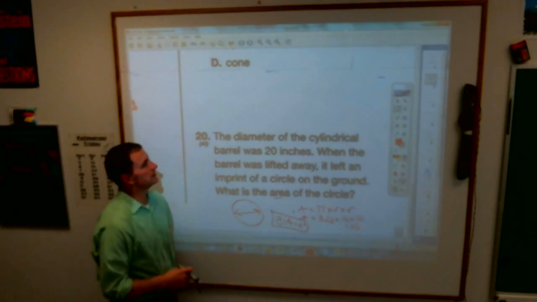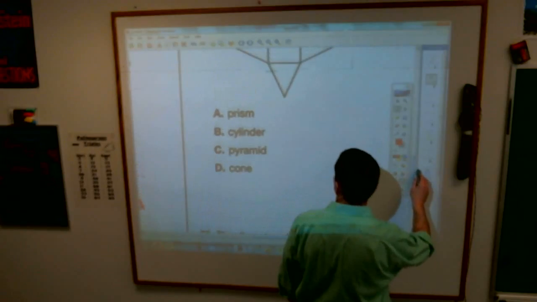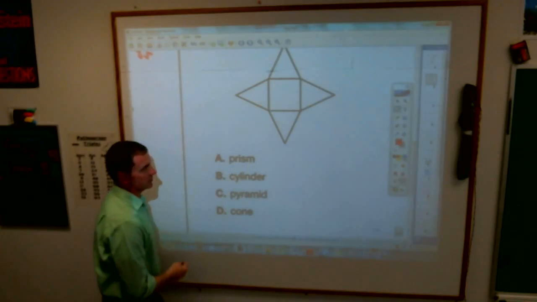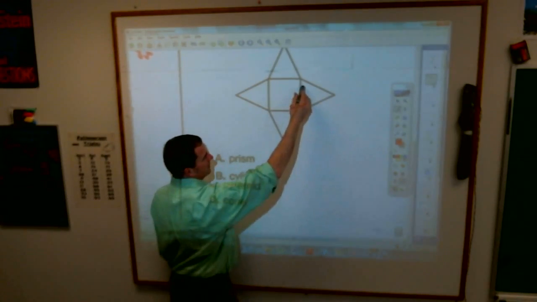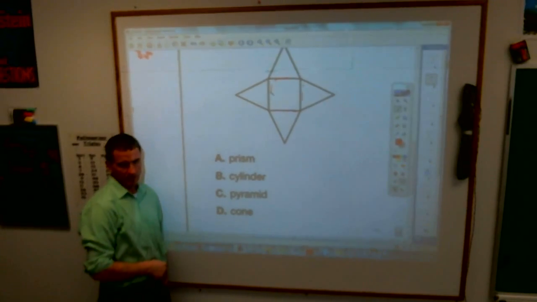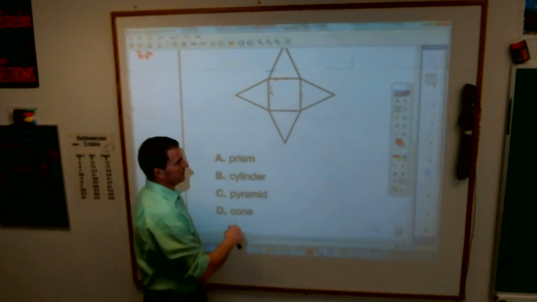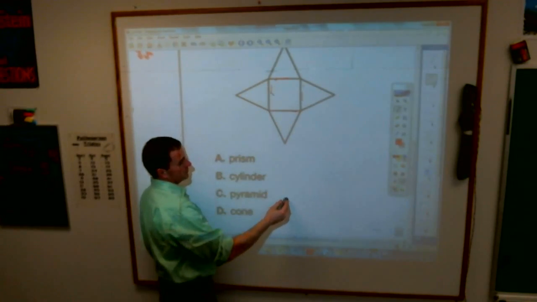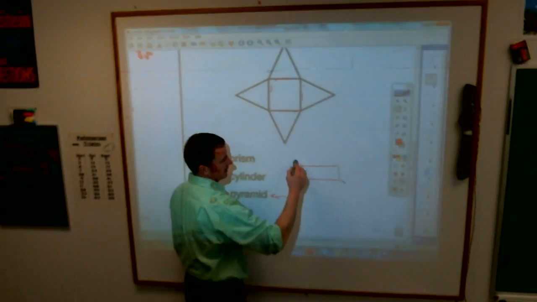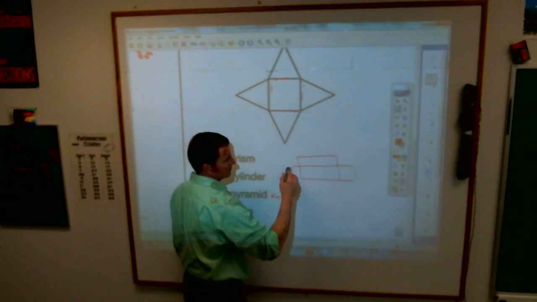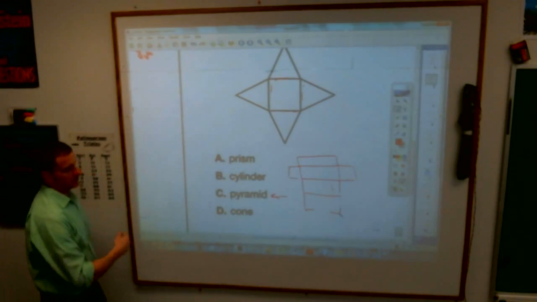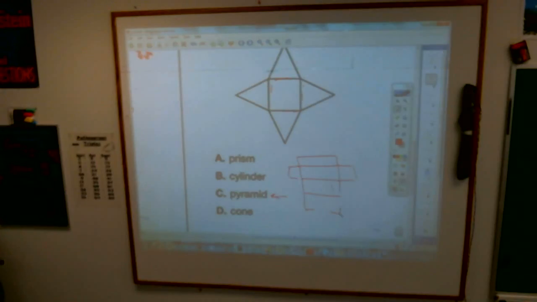Mitch? 19. I'm not sure 19 I can really do anything with, except you just know that that is a net, which means if you fold that back up together, what's it going to look like? If you fold on all these lines, is it a prism, a cylinder, a pyramid, or a cone? That was a prism. Anything that has 4 points and looks like a star is always going to fold to give you a point on the top. Prisms will look like this as nets. There would be square corners so that when you fold the box, you get something that doesn't come to a point. If it has little points on it, you're probably going to get some points in here.